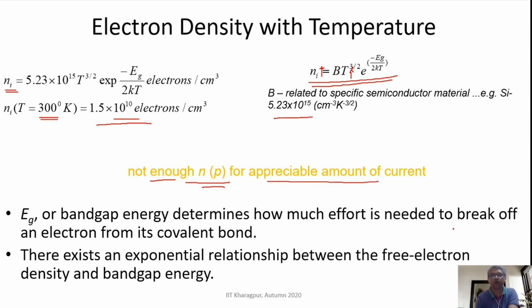However, the breaking of covalent bonds depends on how much energy we are providing, because the electron needs to go from valence band to conduction band, so it needs at least energy of the order of Eg, that is the band gap of the semiconductor. And as I said, there is an exponential relationship between this free electron density and this band gap energy. So this is that relationship.